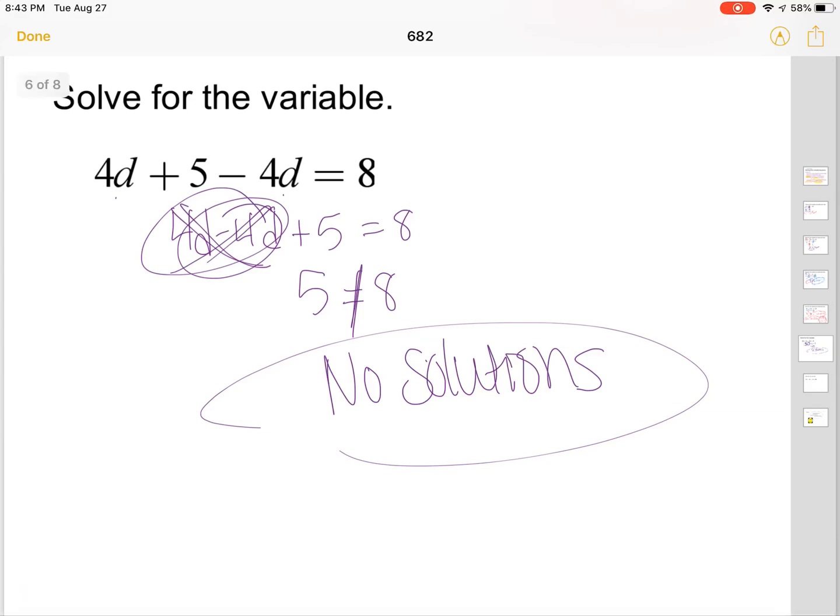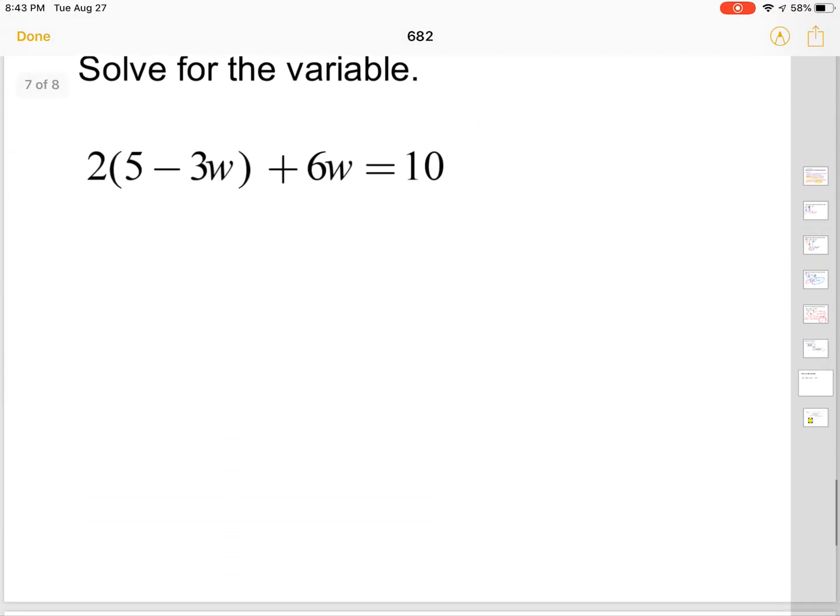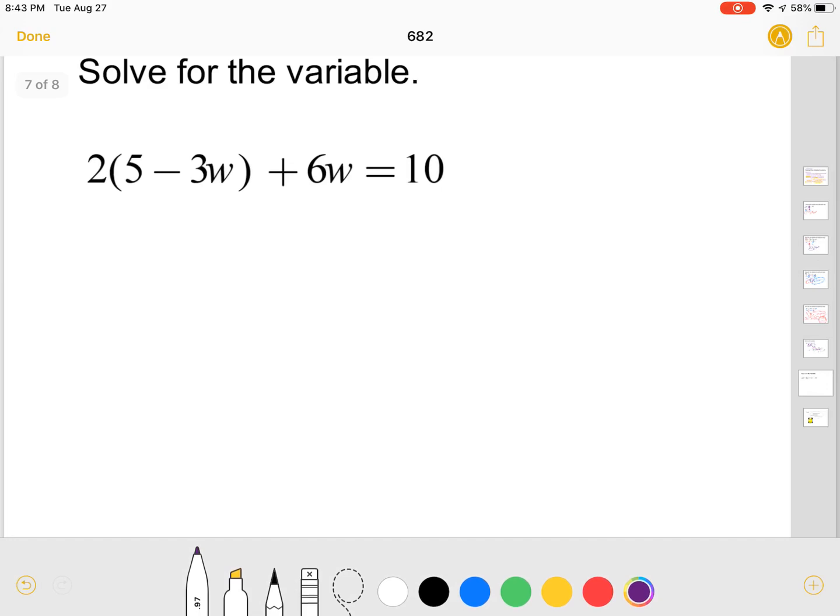One problem left. Again, it'd be a good plan to pause the video and see if you can solve this one for yourself. Let's start off by distributing. 2 times 5 is 10. 2 times negative 3w is negative 6w plus 6w equals 10. Notice how after I did my distribution, this other half of my equation, this plus 6w equals 10, just stayed exactly the same because I haven't done anything to change that yet.